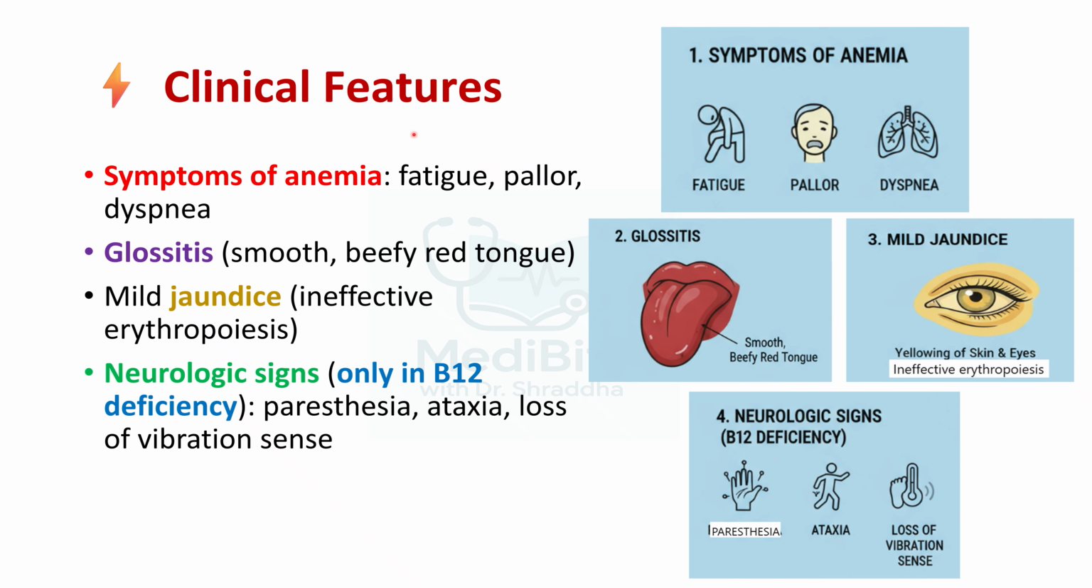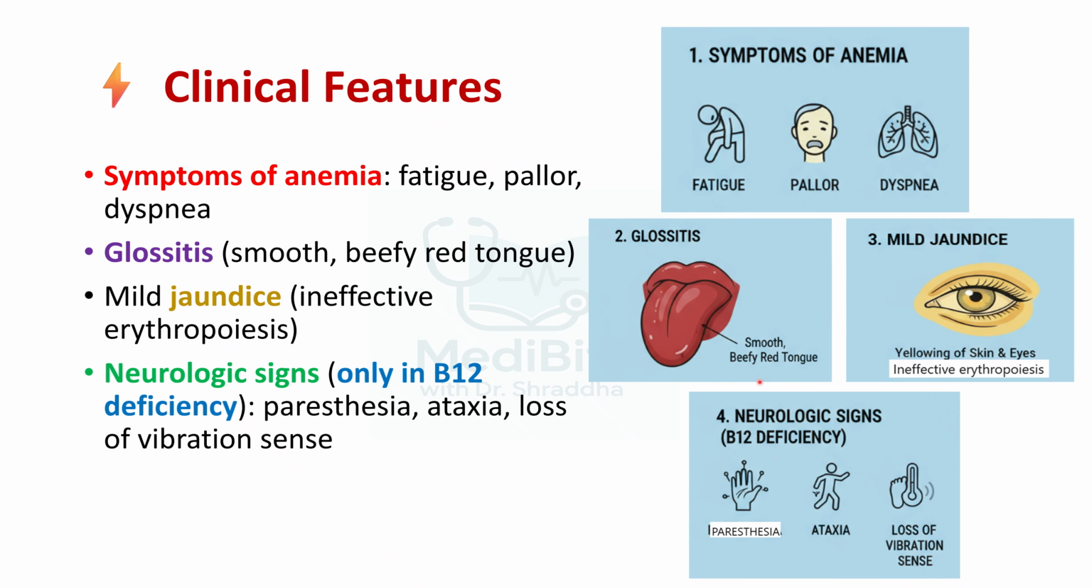Now, what do patients actually experience? Most symptoms are due to anemia, so they will complain of fatigue, pallor, breathlessness, and generalized weakness. Then some specific features. The tongue may appear smooth, shiny, and red, called glossitis, due to epithelial atrophy. Because of increased destruction of immature RBCs in bone marrow, there is mild jaundice from elevated indirect bilirubin.